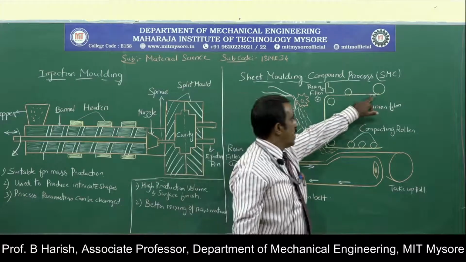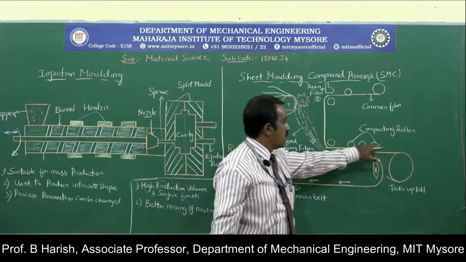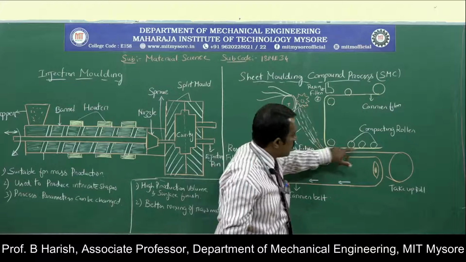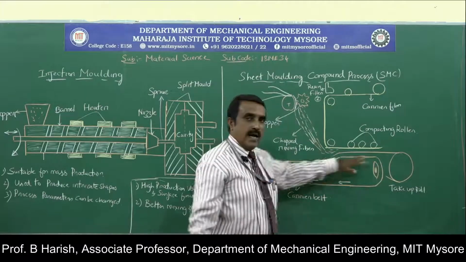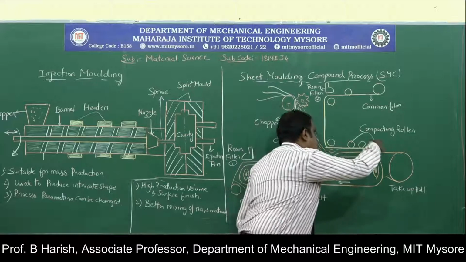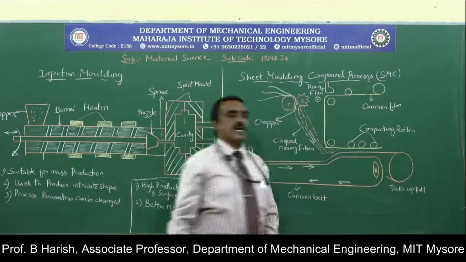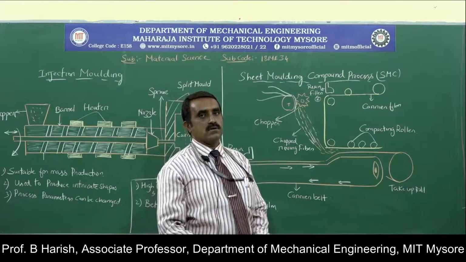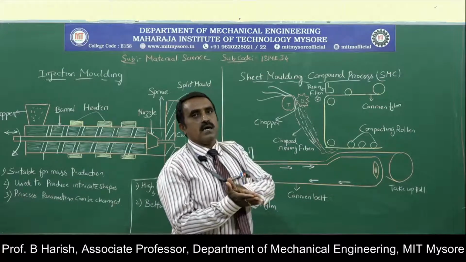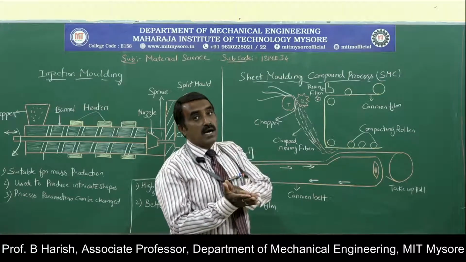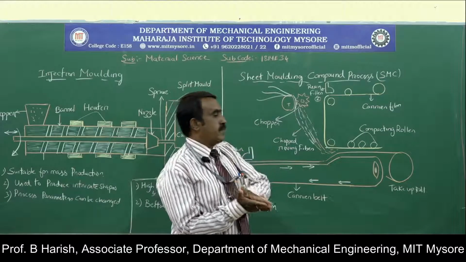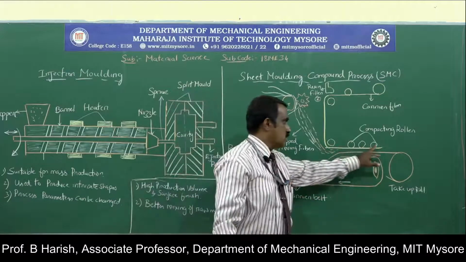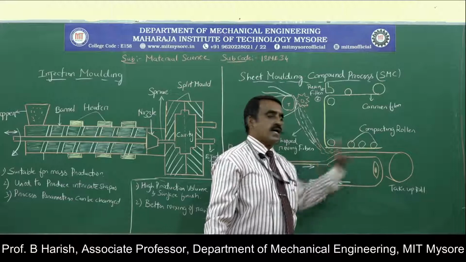Here we have the carrier film, which will be moving in this direction, coming down and moving over the carrier belt. At the bottom of this carrier film, we will have compacting rollers. The purpose of the compacting rollers is to compact the resin and the reinforcement, that is, the matrix and the reinforced material are pressed. Externally we apply the pressure, and for that purpose we have compacting rollers.